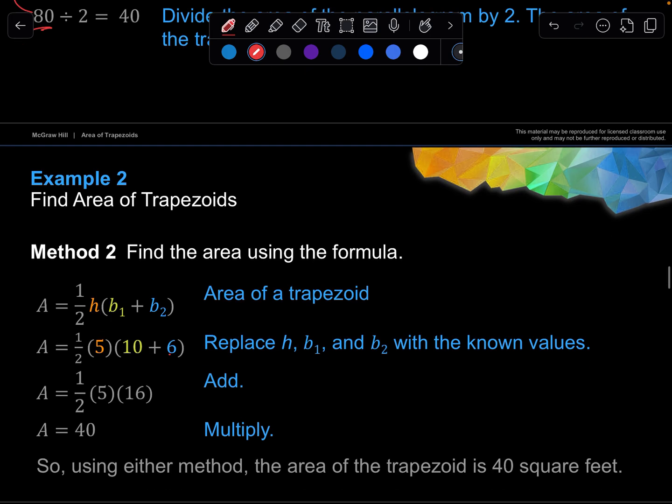Now let's use the formula. Half h times b1 plus b2. I know my height h is 5. b1 is 10, b2 is 6. Or you can change the order, right? Does the order matter? No. So I have half times 5 times 16, which is 40. So either way, we get the area of trapezoid as 40 square feet.